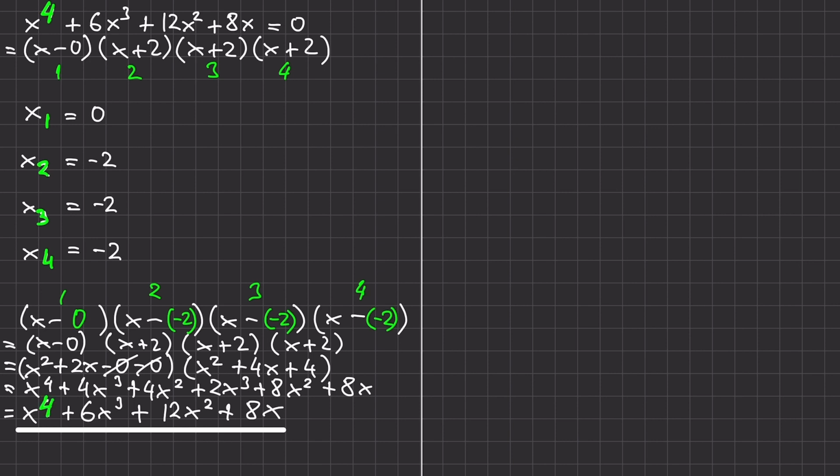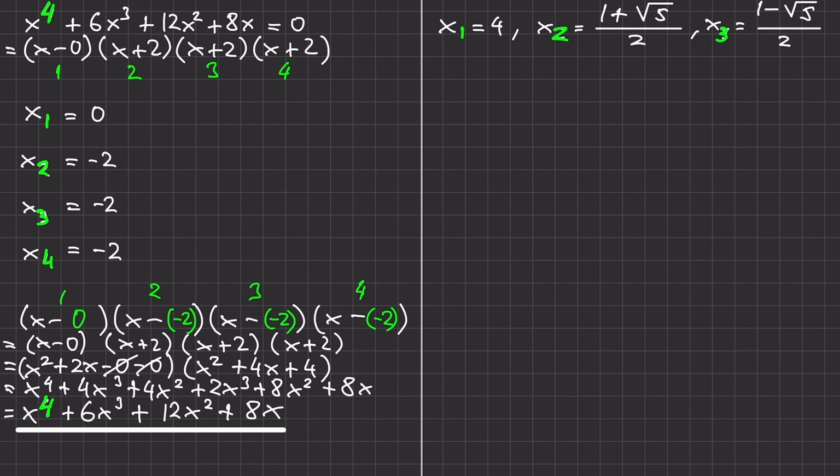Let's do one more example, and let's say we have been given the zeros x1 equals 4, x2 equals (1 plus the square root of 5) over 2, and x3 equals (1 minus the square root of 5) over 2. How can we find the polynomial function which has these three zeros? I really encourage you to pause the video and try this on your own. This is a very good exercise.